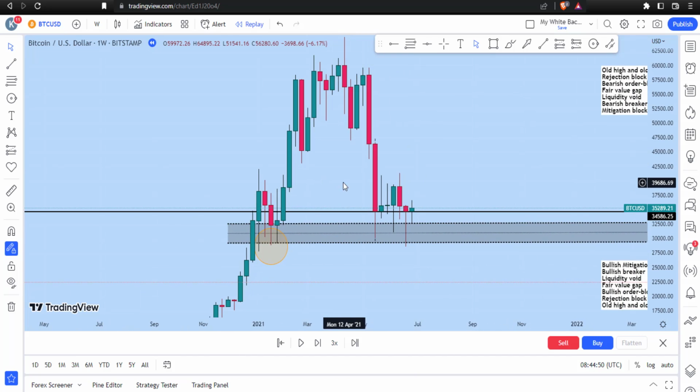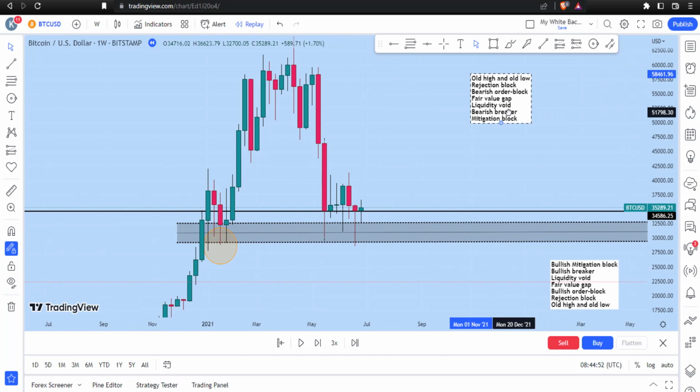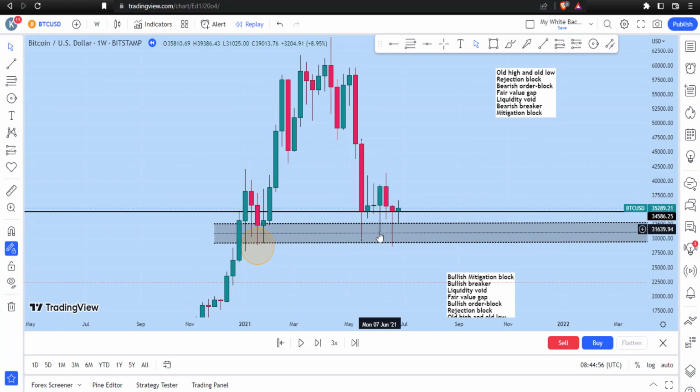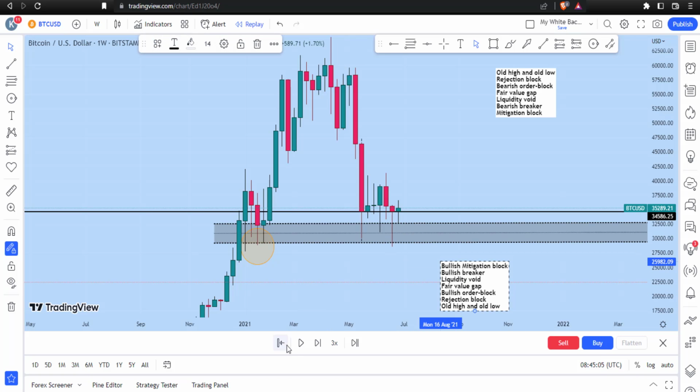Still on the concept of our PD array, we have arranged them properly. We are now seeing the action. So this is a rejection sign. We can confidently say, okay, this fair value gap now can give us what we want because we can prioritize it. So we can play it and see how it goes.